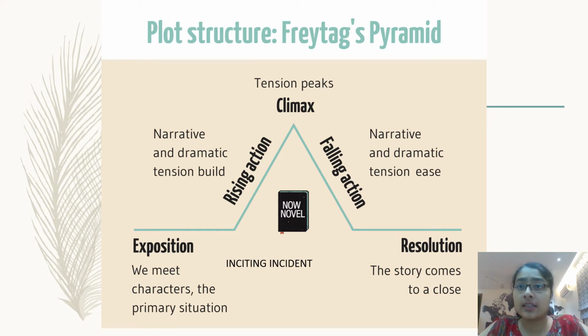We start the pyramid with the exposition. Exposition refers to the point where we meet the characters, where you introduce the characters and the setting, and basically introduce your story to the reader. That's called exposition. Then we have the inciting incident. This point here will be used to refer to the inciting incident.